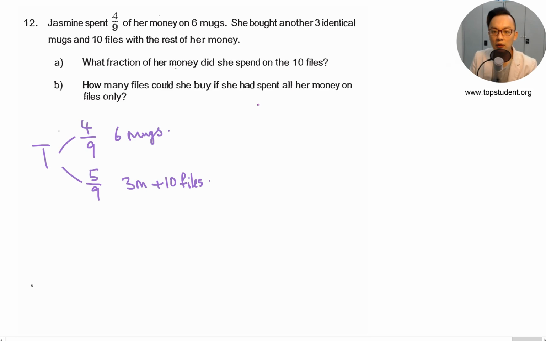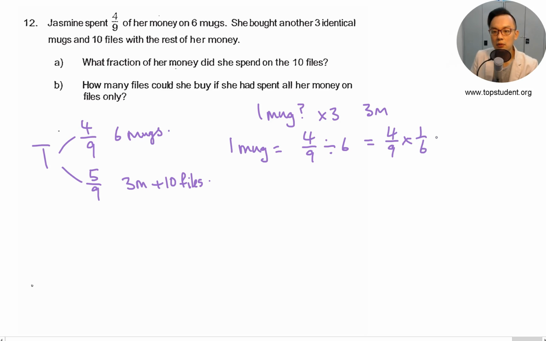So first of all, I need to find 1 mug. And then after that, I times 3 to get 3 mugs. So let's look at 1 mug first. So 1 mug will be equals to 4/9 divided by 6 equals 4/9 times 1/6 equals 2/27. Alright, so 2/27 of the total amount of money is spent on 1 mug. So I have 3 mugs here. 3 mugs equals to 2/27 times 3 equals 2/9 of the money.